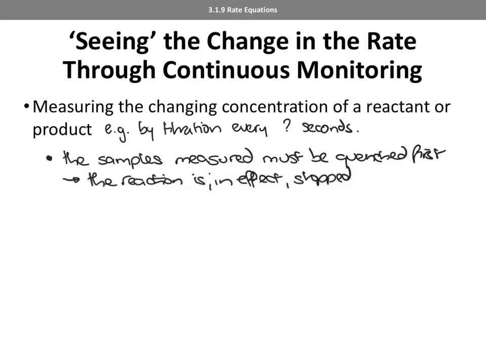So just to go back over that, one main method for measuring the changing concentration of a reactant or product would be a titration, assuming there is a suitable titration.